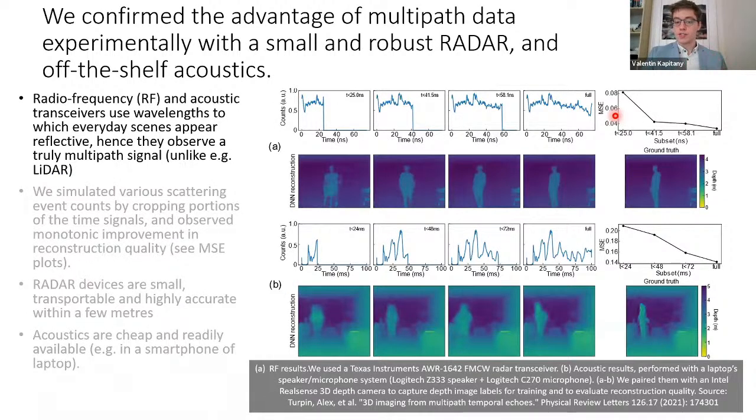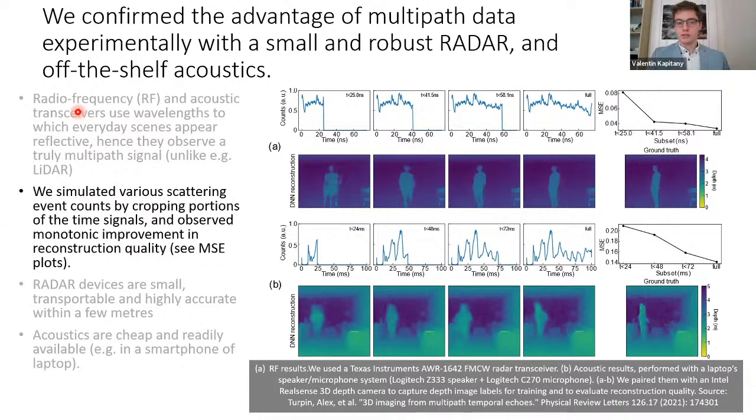However, all of this was done in simulation, so we confirmed the advantage of multipath data experimentally as well. For this, we used small and robust radar, as well as some off-the-shelf acoustics, in particular because such transceivers use wavelengths to which everyday scenes appear reflective. Hence, they would observe a truly multipath signal, unlike, for instance, many laser-based LiDAR systems.